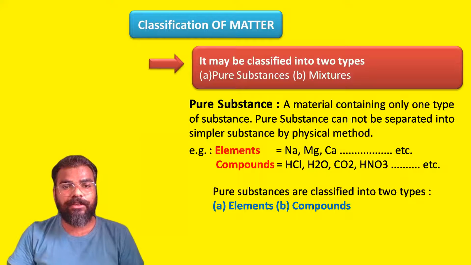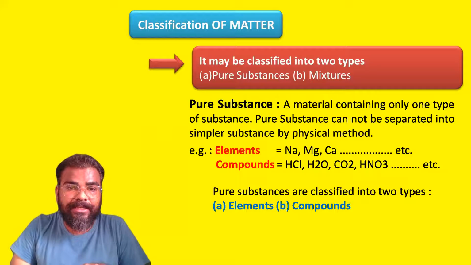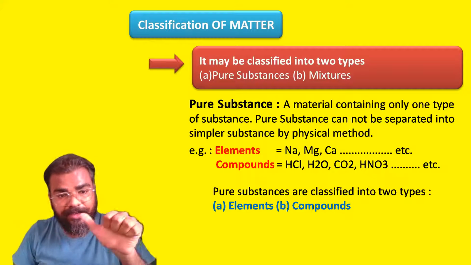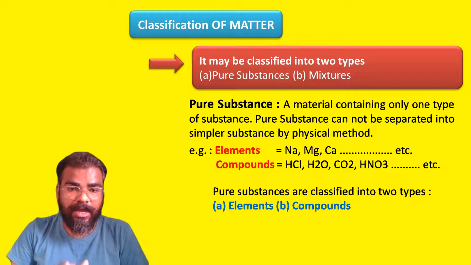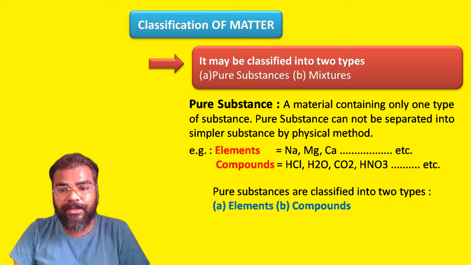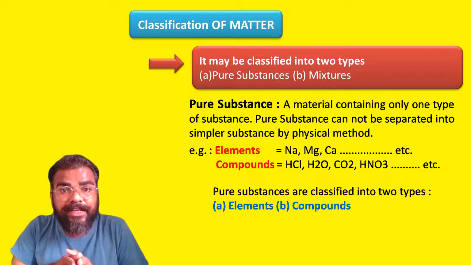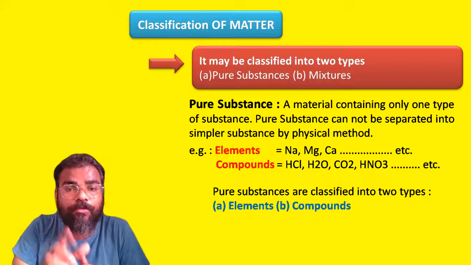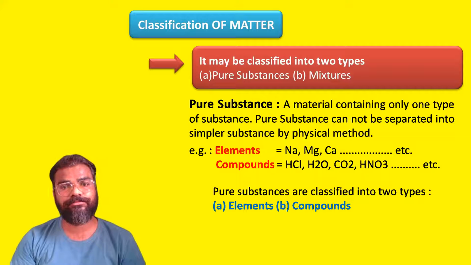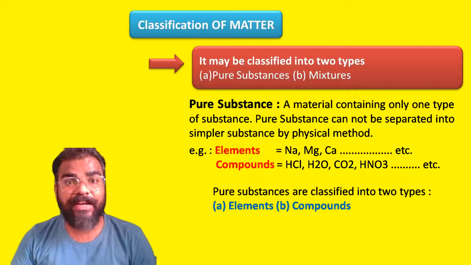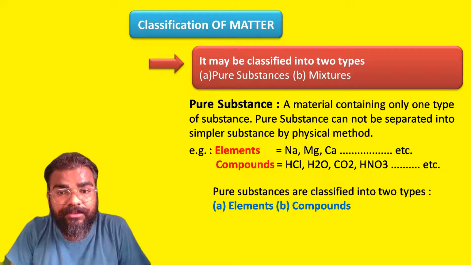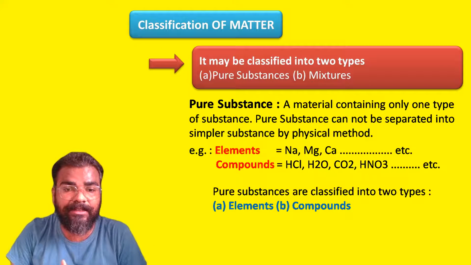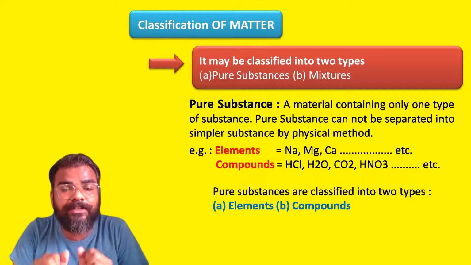Now, first of all, the matter can be classified in two types. One is the pure substances and the second one is the mixtures. In case of pure substance, a material containing only one type of substance, made from only one type of substance, is called a pure substance. The pure substance cannot be separated out into simpler substances by a physical method. Means you cannot separate it out by physical methods.